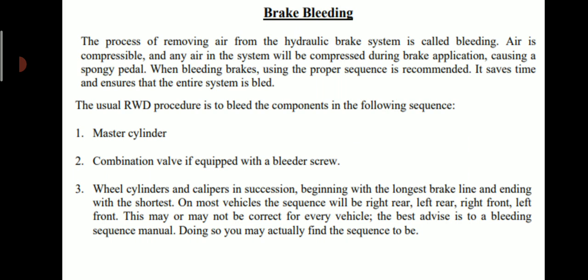The usual procedure is to bleed the components in the following sequence. First is the master cylinder, then the combination valve, and then the wheel cylinders and calipers in succession, beginning with the longest brake line and ending with the shortest. On most vehicles, the sequence will be right rear, left rear, right front, left front. This may or may not be correct for every vehicle. The best advice is to refer to the bleeding sequence in the manual. Doing so, you may actually find the sequence to follow.